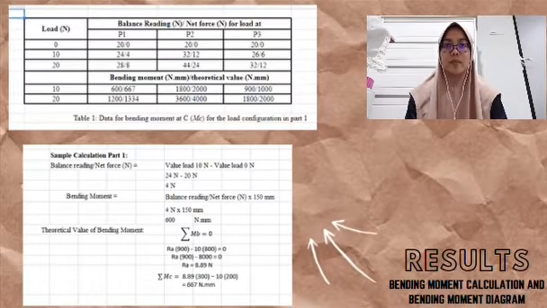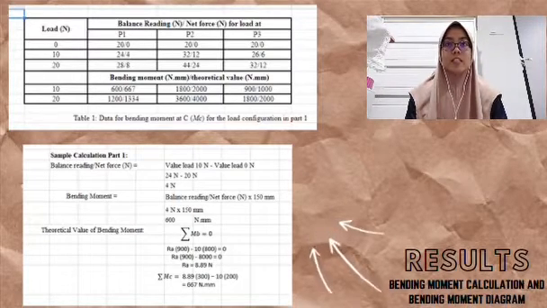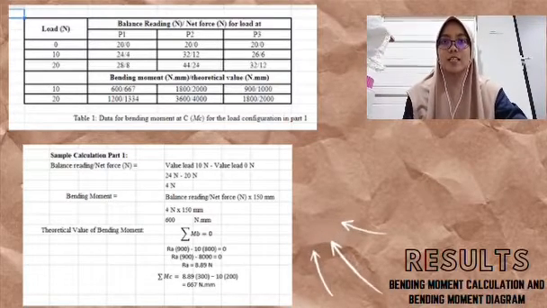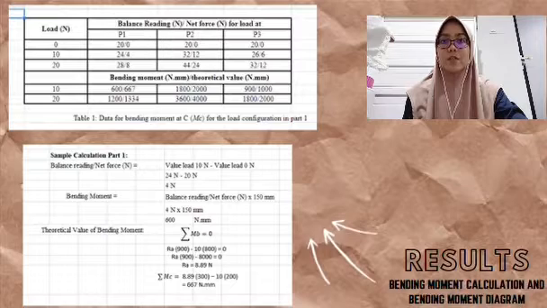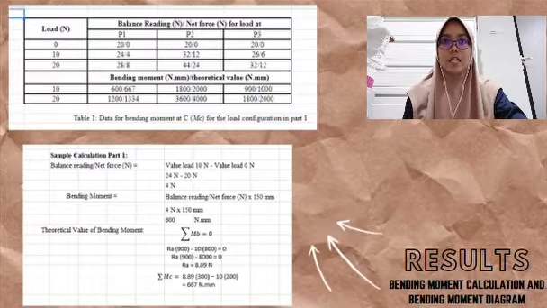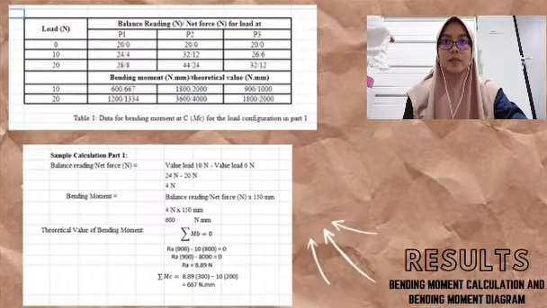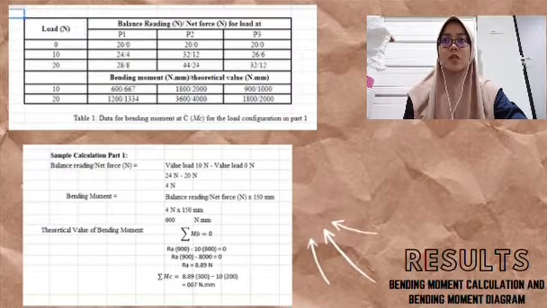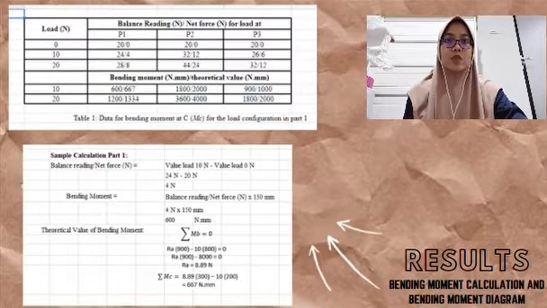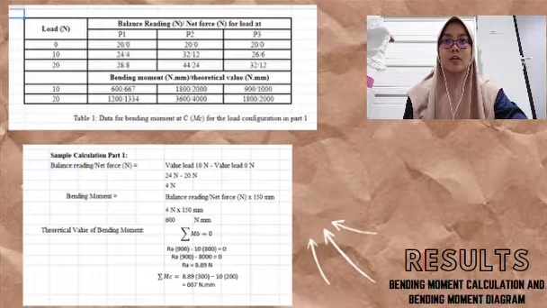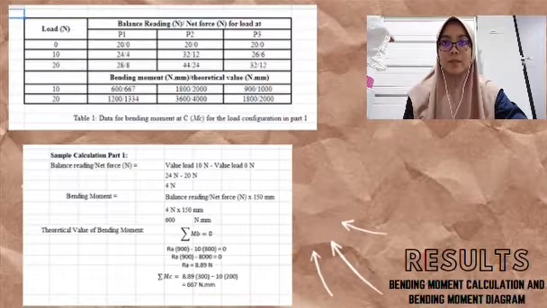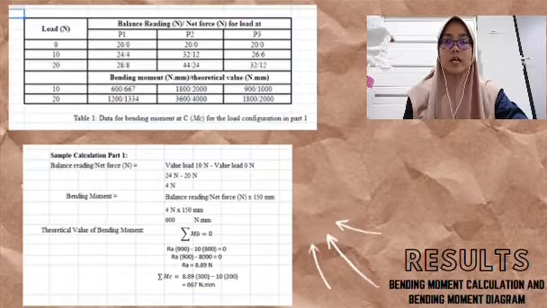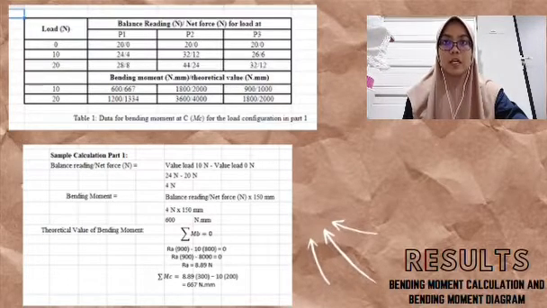In this experiment, I will explain the results and discussion part. As we can see here, this is table 1, data for bending moment at C, which is MC, for the load configuration in part 1. Here we have loads of 0N, 10N and 20N, and we have to calculate the balance reading, or net force in Newton, for load at P1, P2 and P3.